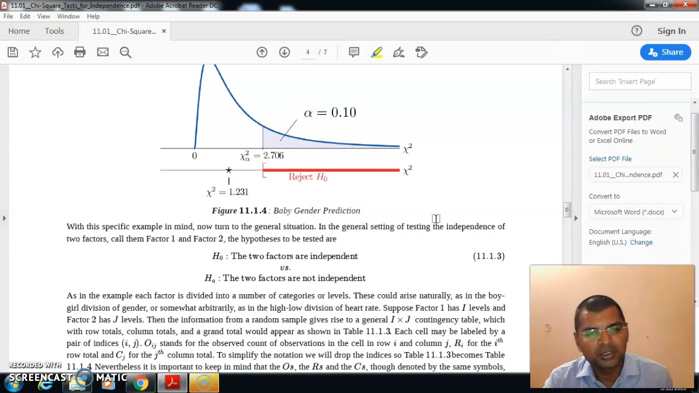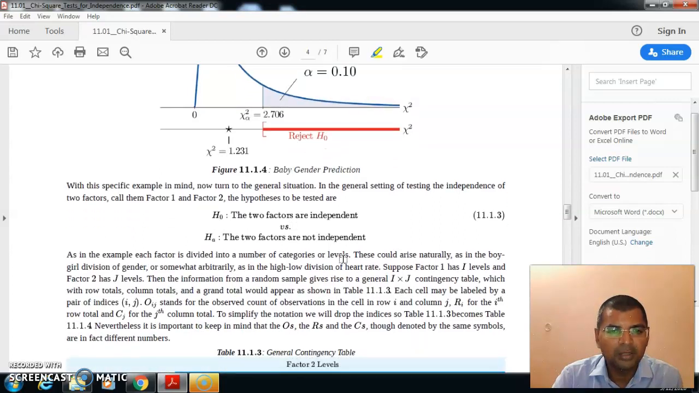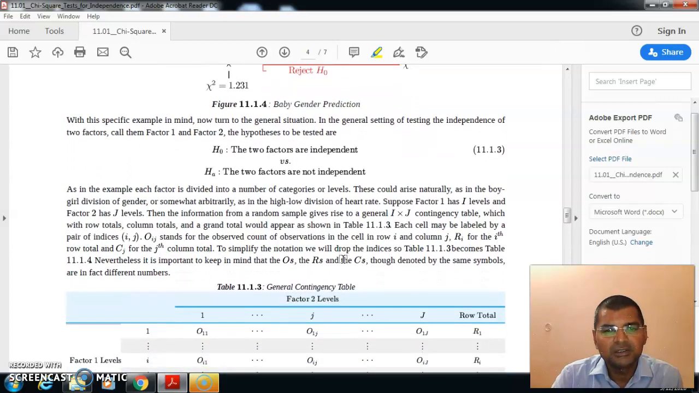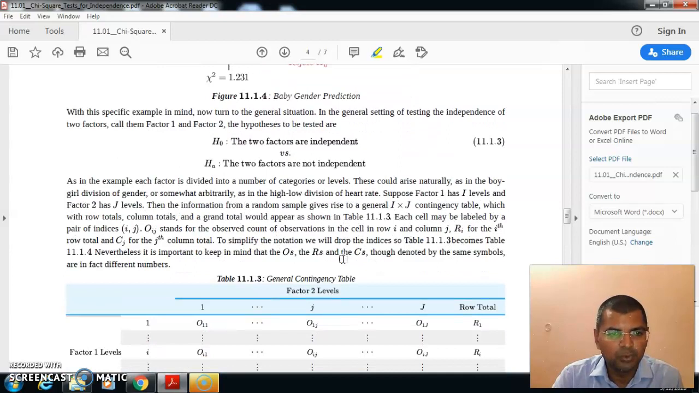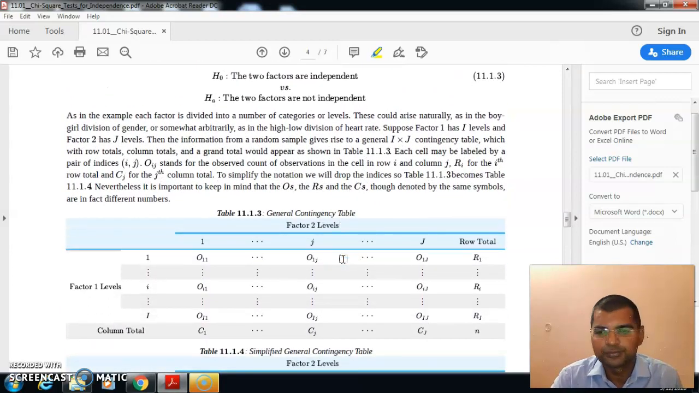So we accept the null hypothesis. And the null hypothesis says that there is no relationship between the heart rate of the baby and the gender of the baby. So we will accept the null hypothesis, and the null hypothesis says that there is no relation. Both are independent. Thank you.